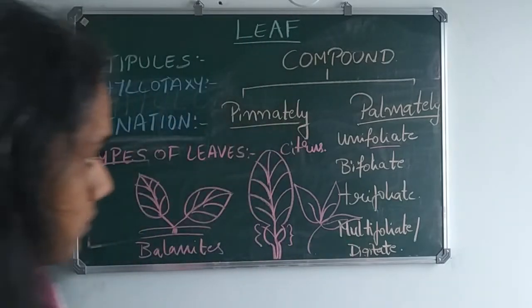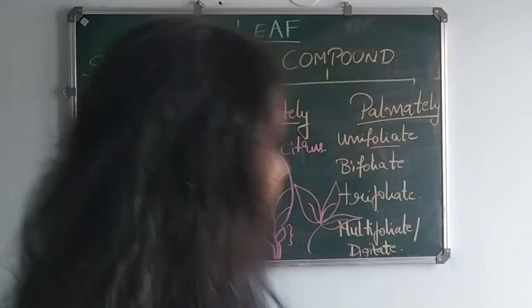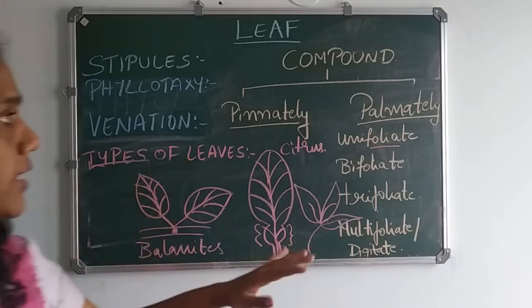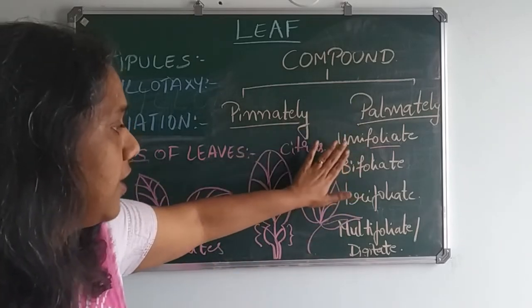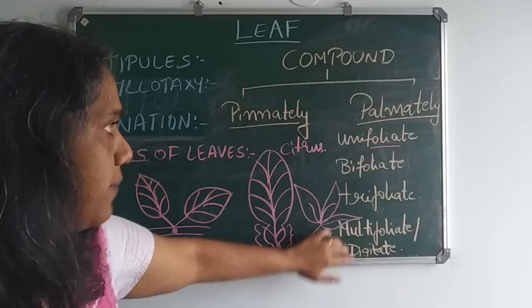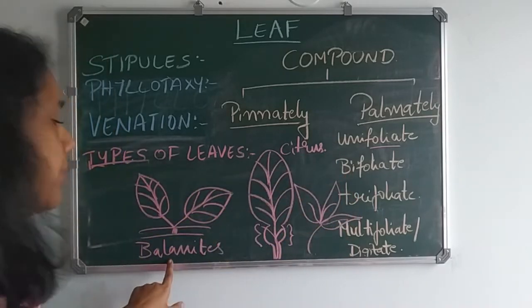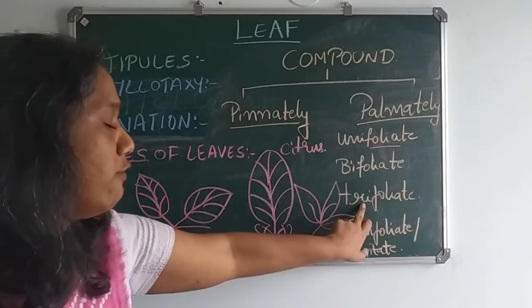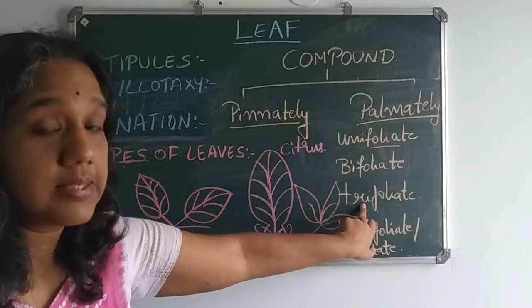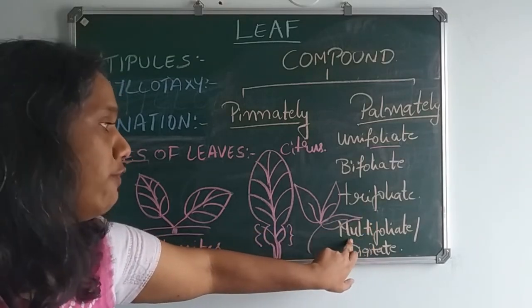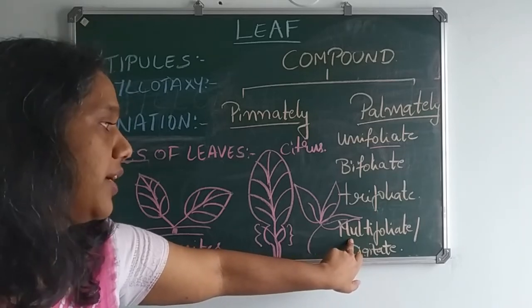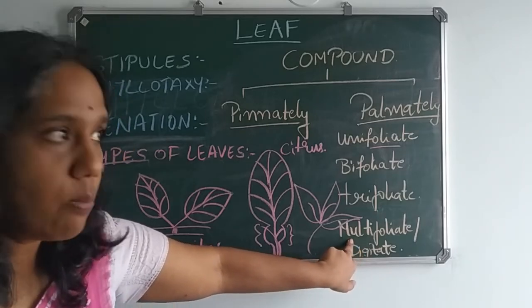leaf. So I will repeat again for your understanding with the examples. Palmately compound leaf, there are 3 to 4 types. Unifoliate, example is citrus. Bifoliate, example is Balanites. Trifoliate, example is Aegle. Then multifoliate or digitate, example is Bombax.